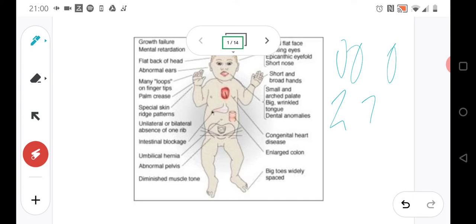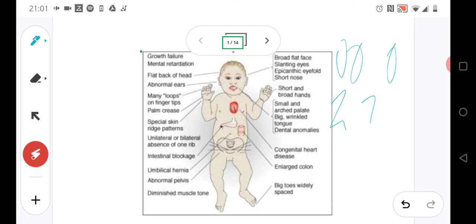There may be some absence of ribs, intestinal blockage that may be a life-threatening condition in some cases. Umbilical hernia. Hernia is when the internal organs are getting out of the abdominal cavity. In case of the umbilical hernia, this place of getting out of the organs is through the umbilicus. Some abnormality of the bones of the pelvis, diminished muscle tone. This is quite characteristic. So the children with Down syndrome would quite frequently have severely reduced muscle tone, so they would be floppy, let's say.